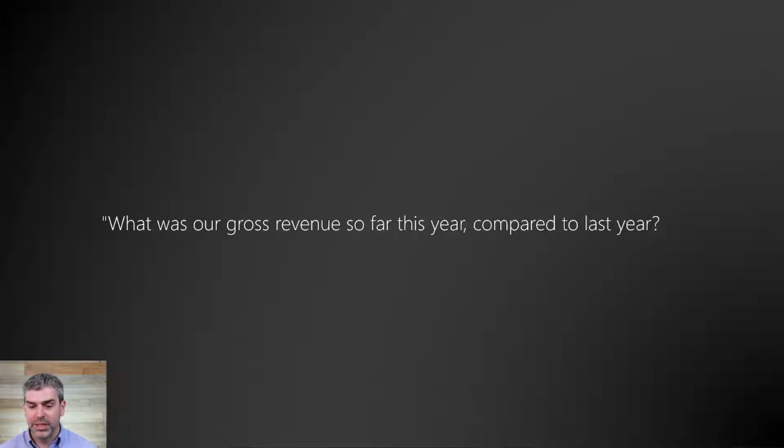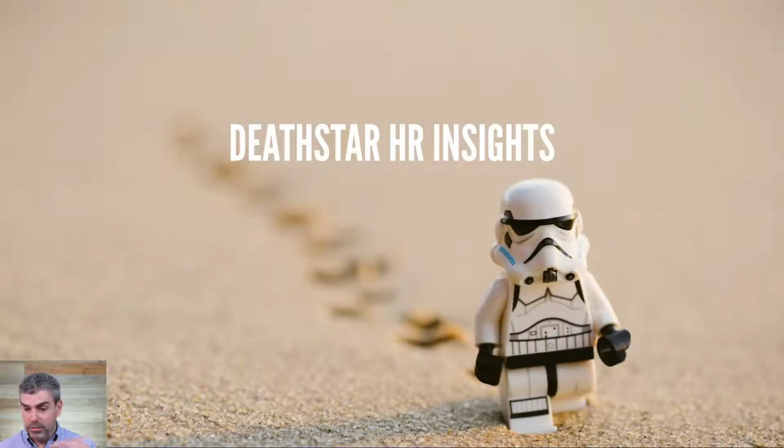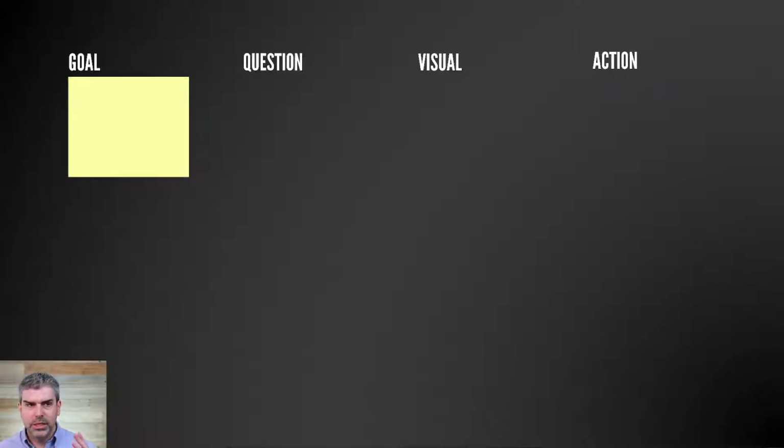We're going to firstly look at an approach that I use time and again, which is using sticky notes. And we're going to look at it in the context of the Death Star. So, Death Star HR Insights. Let's start here. Imagine these are your sticky notes. You can do this on a whiteboard, and you have these four columns. Remember those steps that we talked about? You have a goal, you have a question, you have a visual, and you have an action.